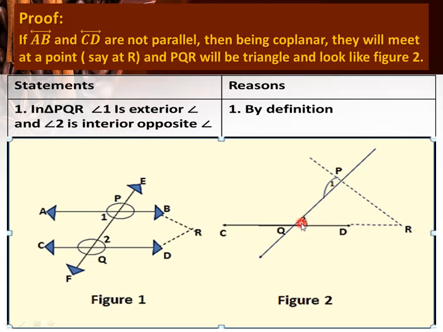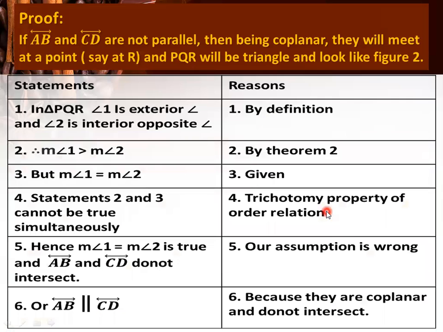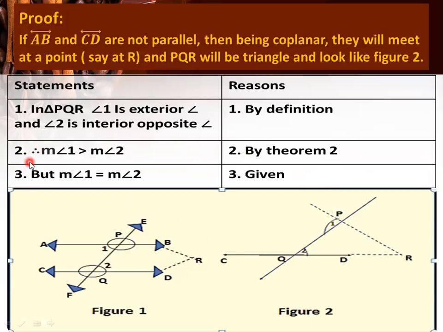And as you can see here that in triangle PQR, there are two angles. This is angle 1 and this is angle 2. So you will say that in triangle PQR, this is your exterior angle. Angle 1 is exterior and angle 2 is interior, on the opposite side of the transversal. Why are we giving this statement? This is according to the definition of triangle, that this is the exterior angle and this is the interior angle.